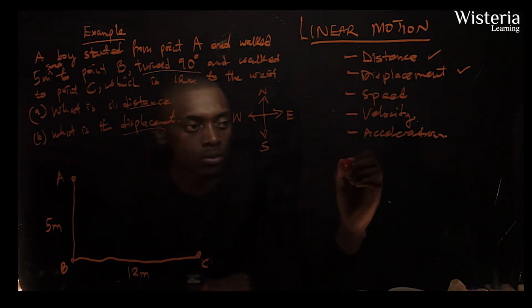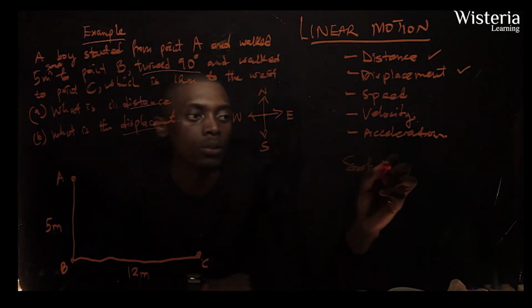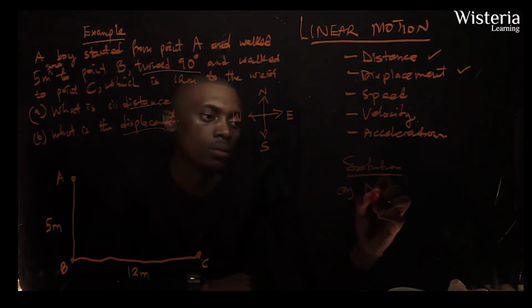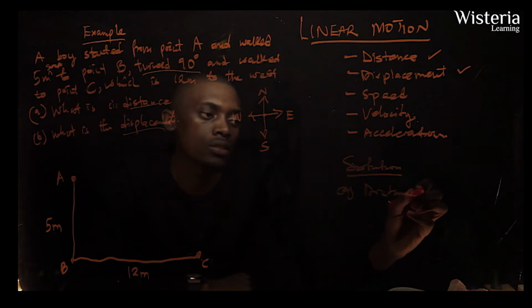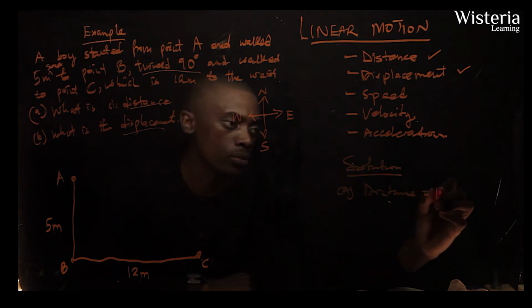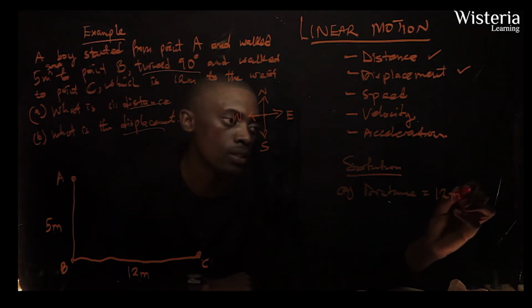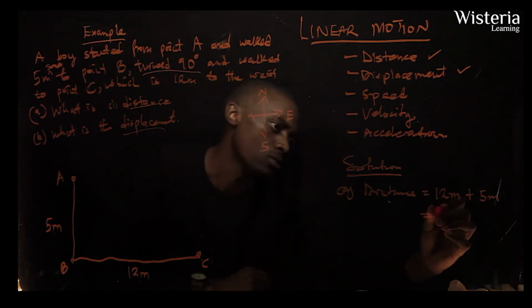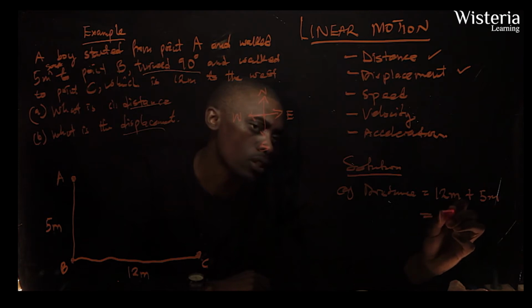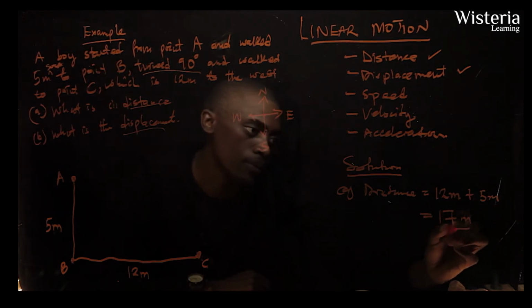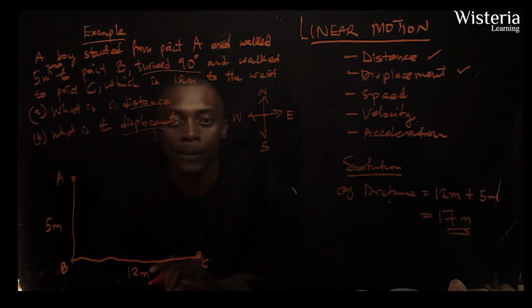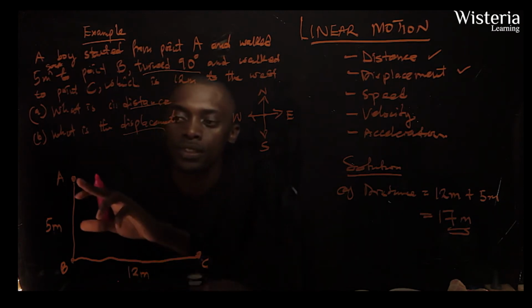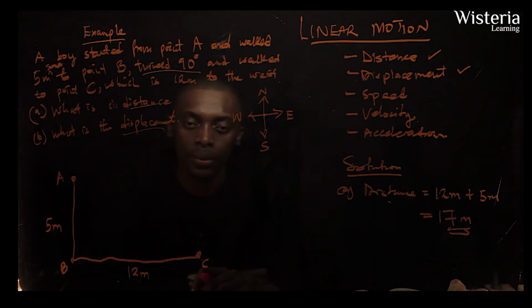So we are going to say, for answering the first question, which is distance, will give us the addition of the 2, which is 12 meters plus the 5 meters, which will give us 17 meters. So that's the total distance covered by the boy as he moved from the initial position to the end position.